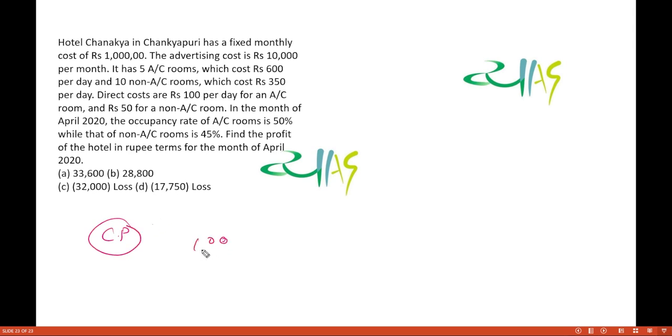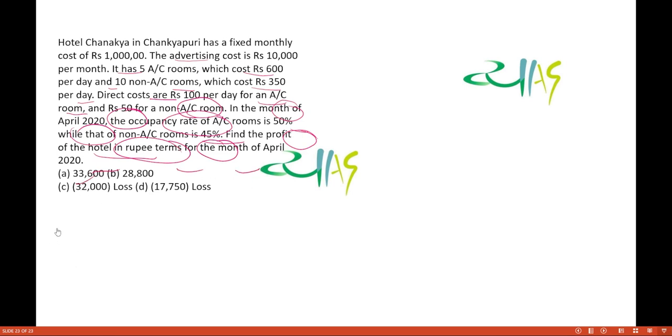So the fixed cost is 1 lakh rupees, plus the advertising cost of 10,000. The question says Hotel Chanakya in Chanakyapuri has a fixed monthly cost of 1 lakh rupees. The advertising cost is 10,000 per month. It has 5 AC rooms which cost rupees 600 per day and 10 non-AC rooms which cost rupees 350 per day. Direct costs are 100 rupees per day for an AC room and 50 rupees for a non-AC room. In April 2020, the occupancy rate of AC rooms is 50% while that of non-AC rooms is 45%. Find the profit of the hotel in rupee terms for April 2020.